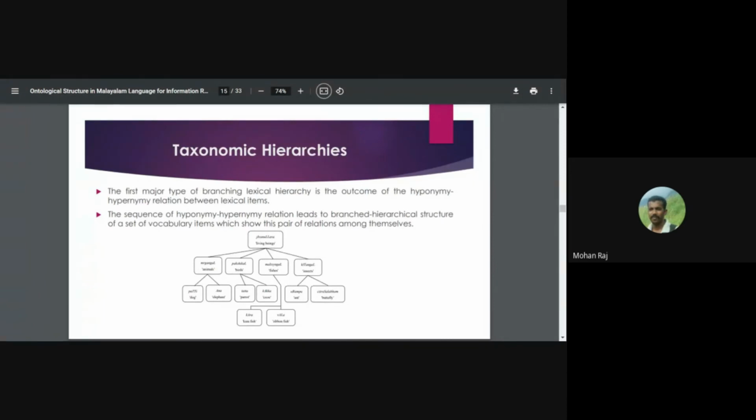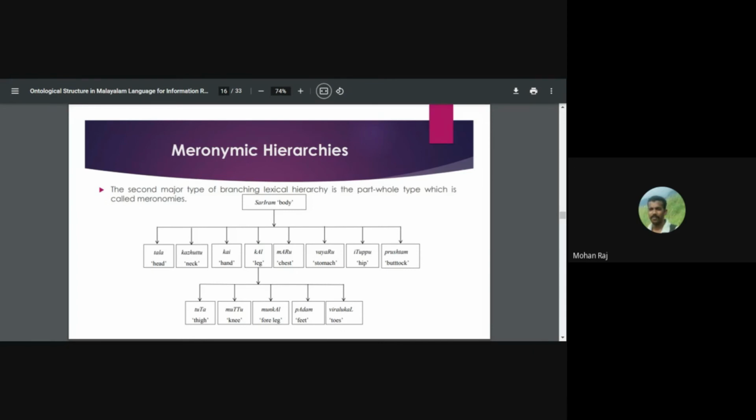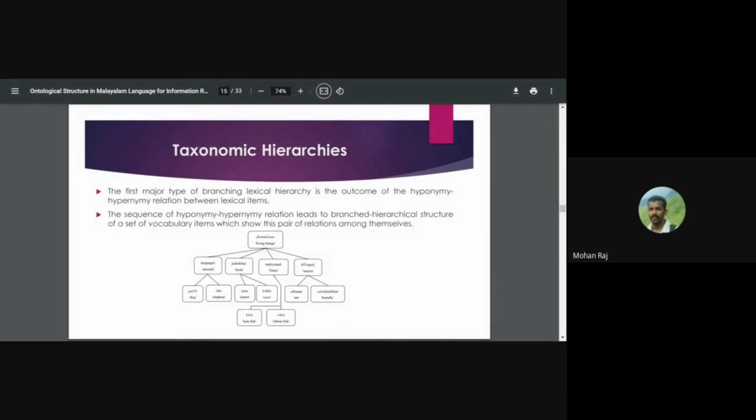And another one is coming to taxonomic hierarchies. The sequence of hyponymy and hypernymy relations leads to a branched hierarchical structure of a set of vocabulary items, which shows their pair of relations among themselves. Then living beings: mrigangal, animals and birds, fishes, insects.